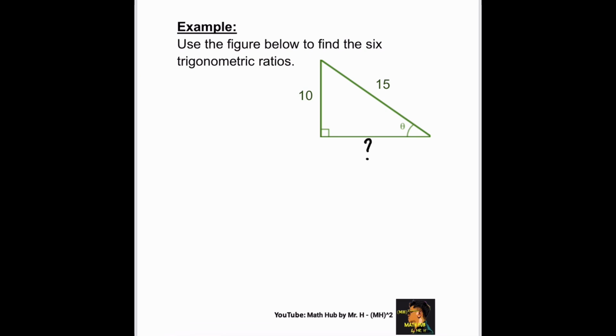And in order for us to identify the 6 trigonometric ratios, we need to be able to find the length of this leg first. And with that, we need to apply the concept of the Pythagorean Theorem.